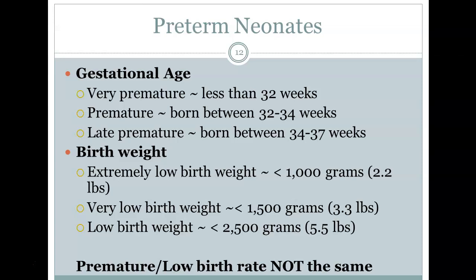The birth weight can be extremely low birth weight, under 1,000 grams or 2.2 pounds, very low birth weight, which is under 1,500 grams, which is around 3.3 pounds, and low birth weight, which is under 2,500 grams, which is 5.5 pounds. And again, prematurity and low birth weight are not the same thing. You can be both premature with a low birth weight, but you can be one or the other without having to have the other.